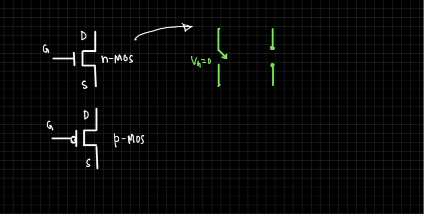When is this conducting? When the switch is connected, I say that the channel is formed. There is no channel here, and here the channel is present. It is completely complementary for PMOS. Now, can I connect it something like this?